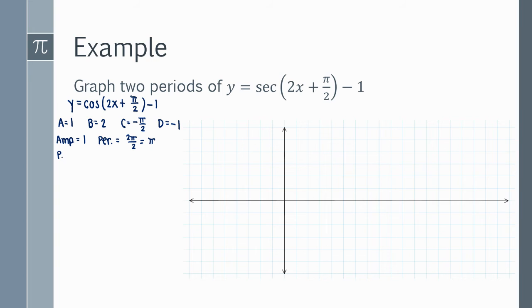We are going to have a phase shift because we have C. Remember, it's C divided by B. So negative pi over 2 divided by 2 means we want negative pi over 2 times that reciprocal, so 1/2. So negative pi over 4 is that phase shift. We will have a vertical shift because it's the value for D, so negative 1. Okay, so now that we have that information, we can do our 5 critical points.